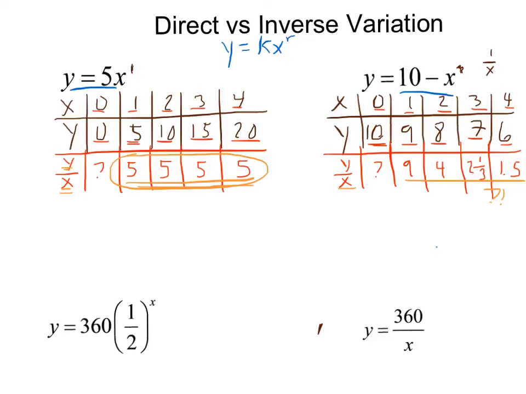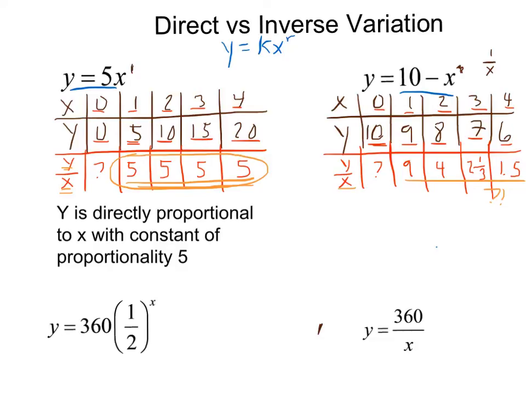So now we're going to write our sentences. And boom, there's my sentence, all typed out. We're going to say it, always starting with y. Y is directly proportional to x. And here's our phrase with constant of proportionality 5. There's that 5, the glue that holds everything together. The ratio of y to x is always 5. That's our constant of proportionality.